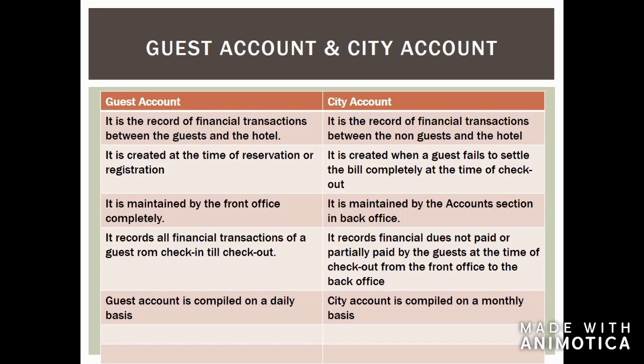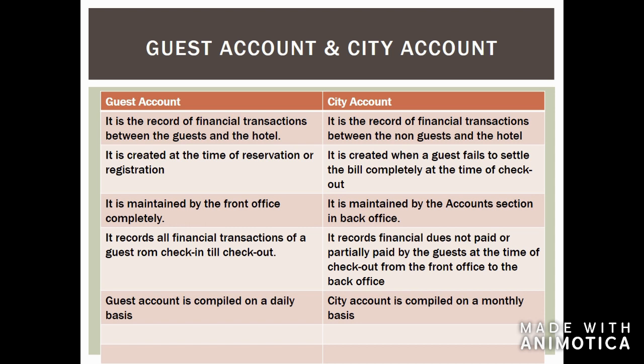Okay. Now, guest account and city account. There are types of accounts that are maintained within the front office system. There are three main types of account maintained by the front office cashier, which record hotel transactions for three different types of customers: the resident account, the city accounts, and the management account. Resident accounts are guest accounts, and I would like you to go through your table on guest accounts, city accounts, and management accounts.